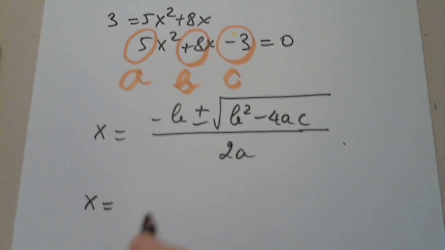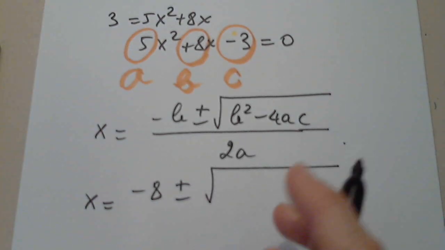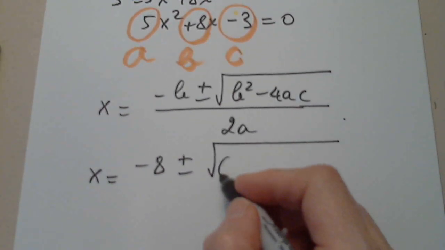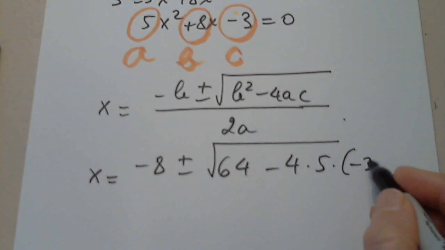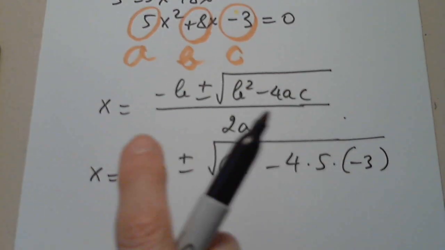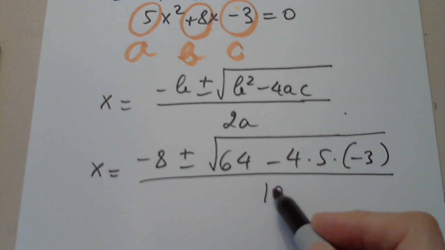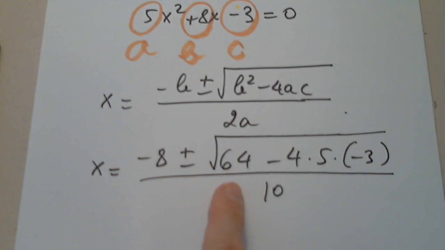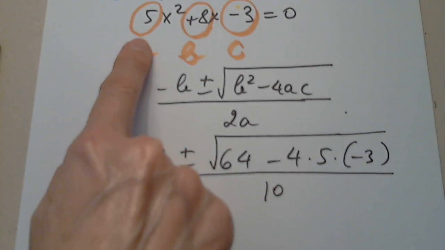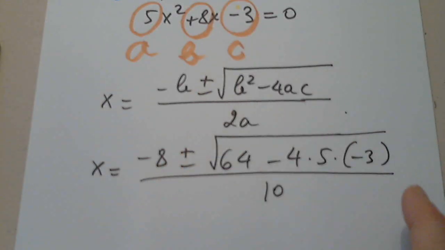Negative b, negative 8, plus or minus the square root of b squared, 64, minus 4 times a, which is 5, times c, which is negative 3, but you need parentheses, over 2 times a, which is 10. So let's see this one more time. Negative b plus or minus the square root of b squared minus 4 times a, which is 5, times c, which is negative 3. Remember, you cannot write the multiplication and the negative symbol one next to the other.